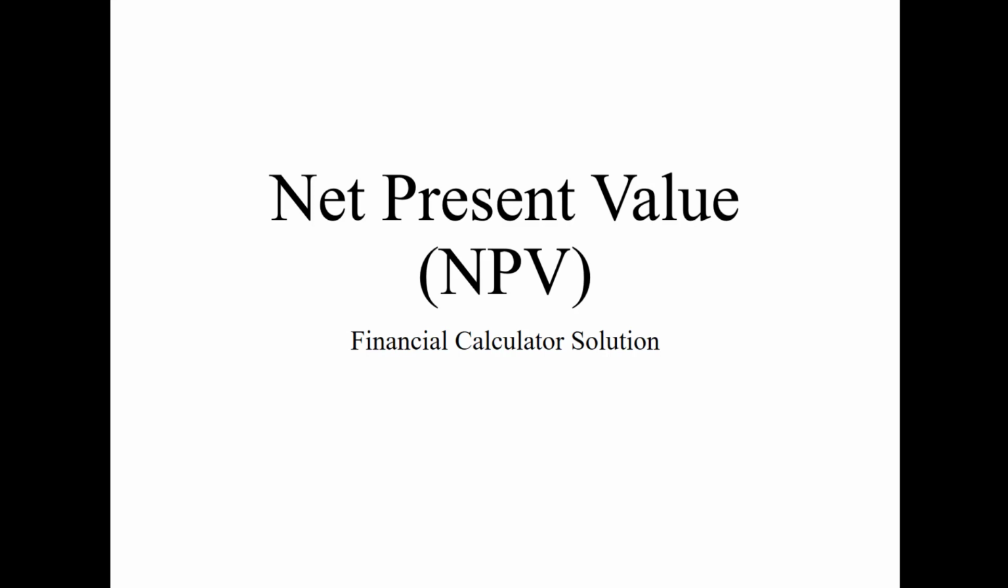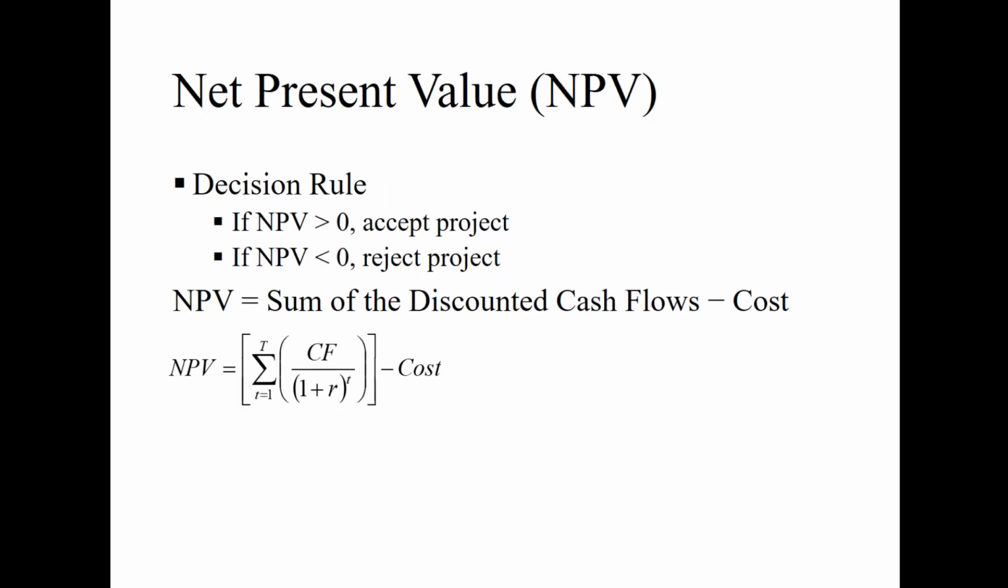In this video, we're going to use our financial calculator to solve for our net present value. When we have our net present value, if net present value is greater than 0, we're going to accept the project. If net present value is less than 0, we will reject the project. We will not take that project on. Our NPV is going to be the sum of the discounted cash flows minus the cost.